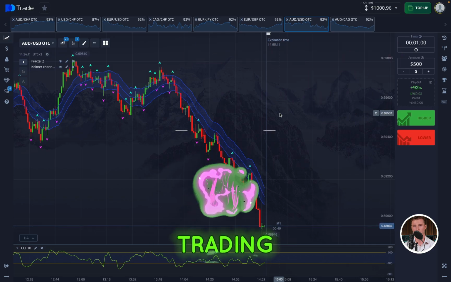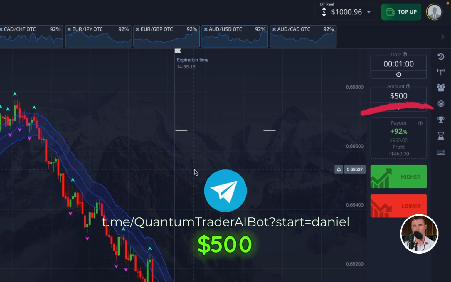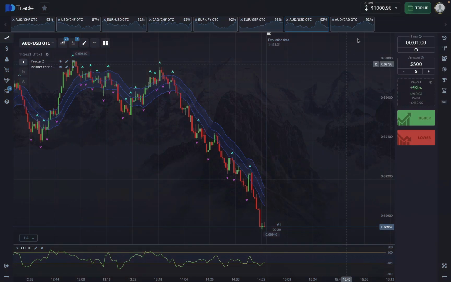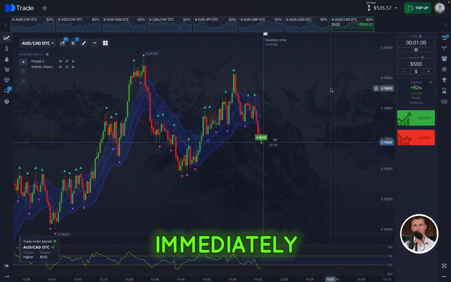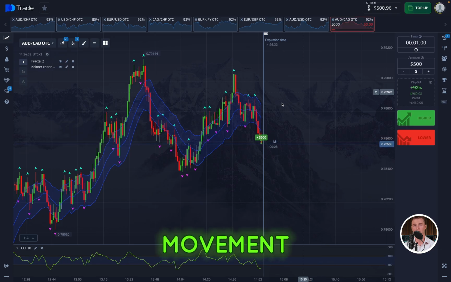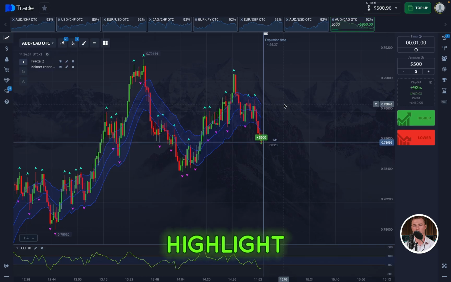Let's start trading. Let's see what we have in store for today. Let's start with a deal of $500 and select our first currency pair. Right here, I immediately want to open a deal to increase. It may not be a very good entry point and our price movement will go lower, but I think that this will not happen. Let's highlight the workspace.